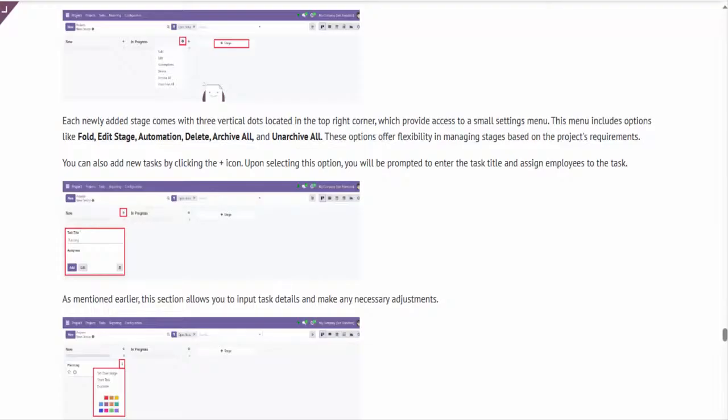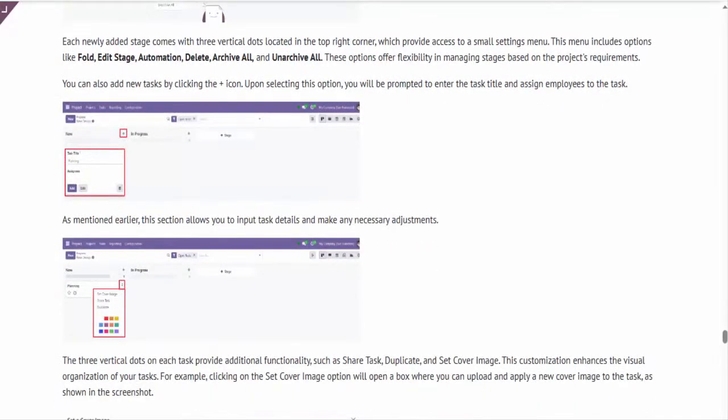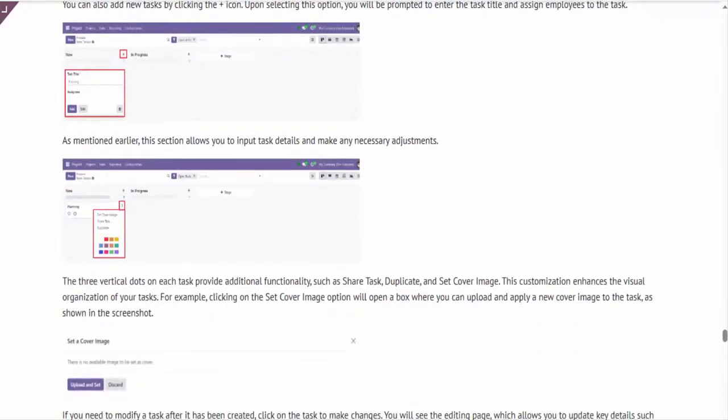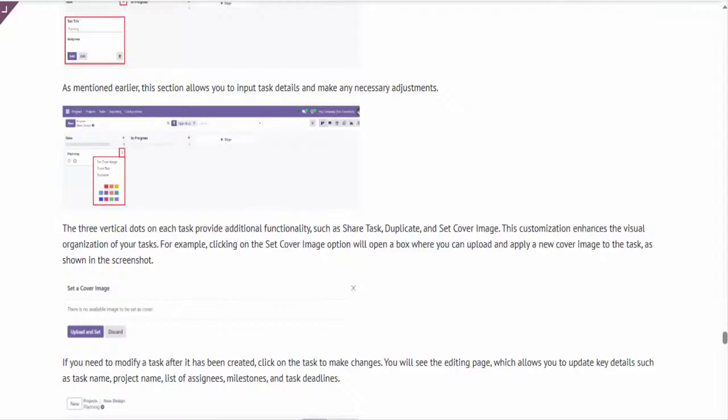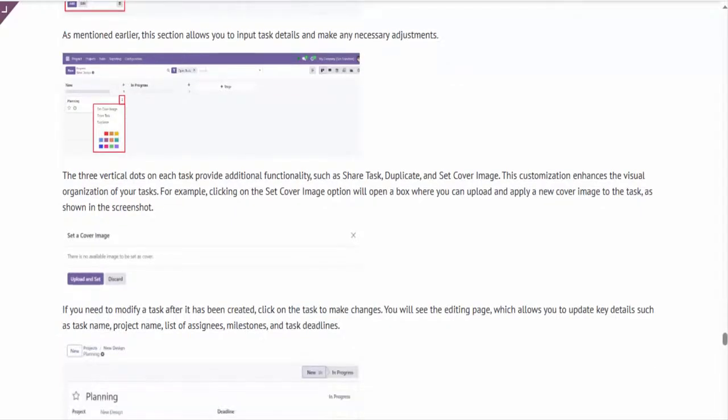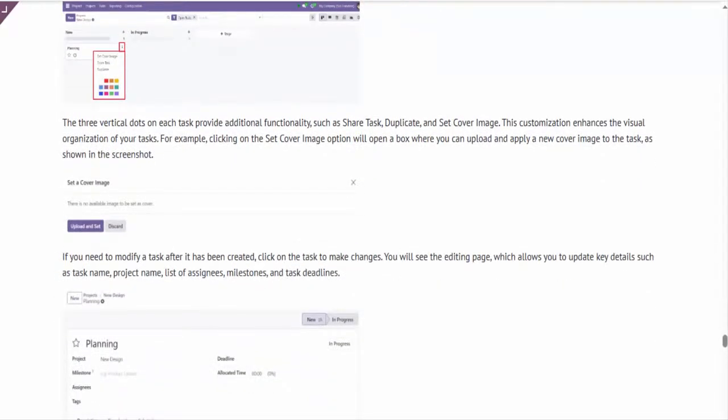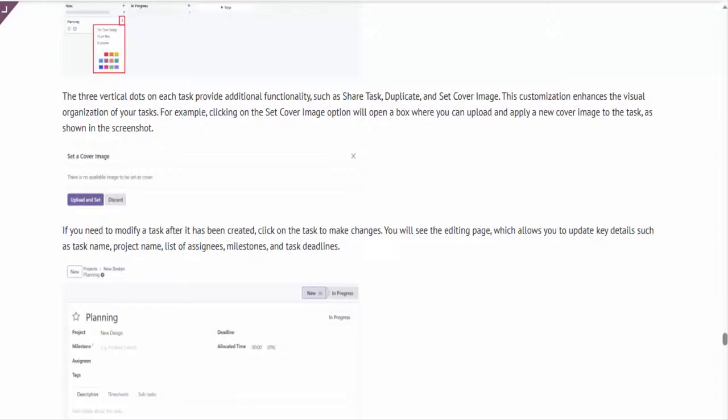These options offer flexibility in managing stages based on the project's requirements. You can also add new tasks by clicking the plus icon. Upon selecting this option, you will be prompted to enter the task title and assign employees to the task. As mentioned earlier, this section allows you to input task details and make any necessary adjustments. The 3 vertical dots on each task provide additional functionality, such as Share Task, Duplicate, and Set Cover Image. This customization enhances the visual organization of your tasks.